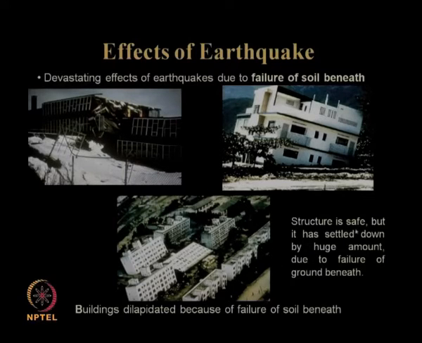So, the structure is safe, but it has settled down by a huge amount due to the failure of the ground beneath. As I have already mentioned, you can look here also: this superstructure, or the building above the ground, is intact, there is hardly any major damage. Same thing for this picture as well, there is hardly any major damage in the superstructure, but the soil below this structure has failed, or the foundation with soil has failed. That is the reason for the total collapse of the building or the huge settlement.